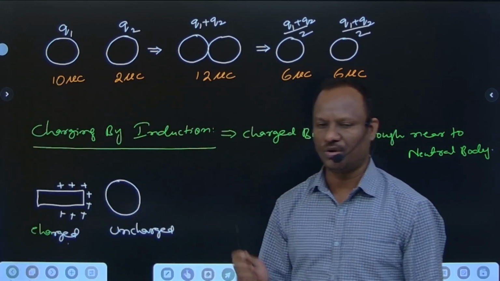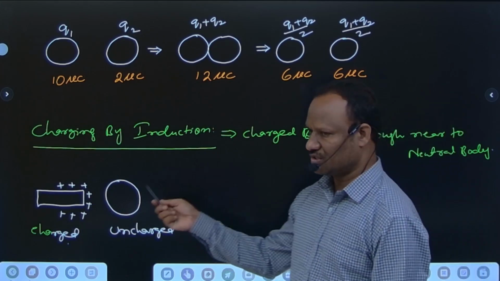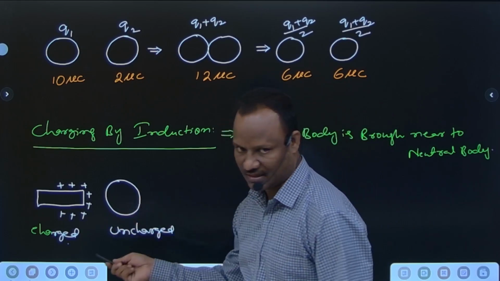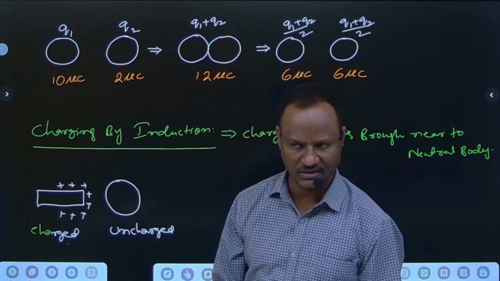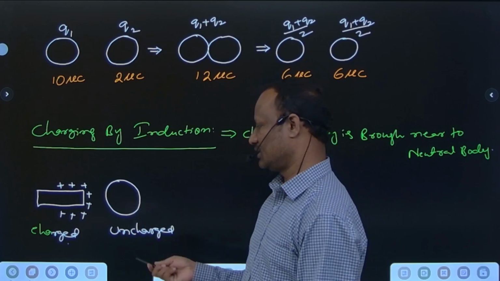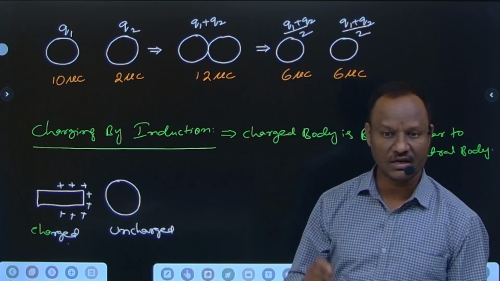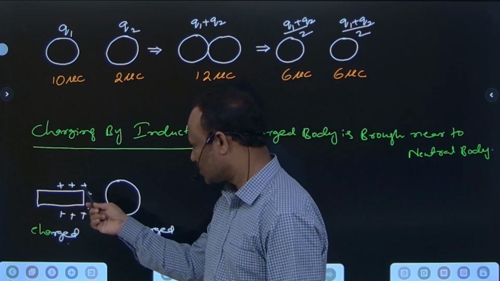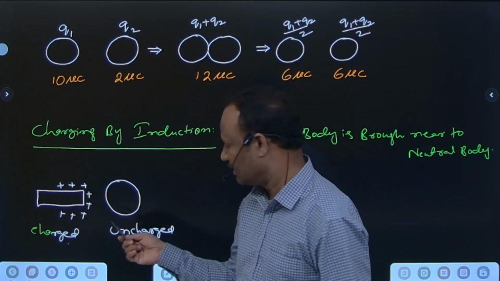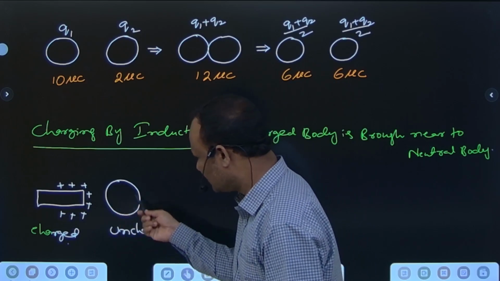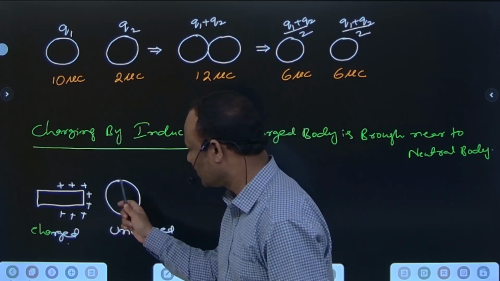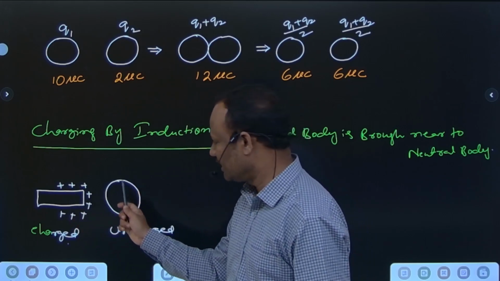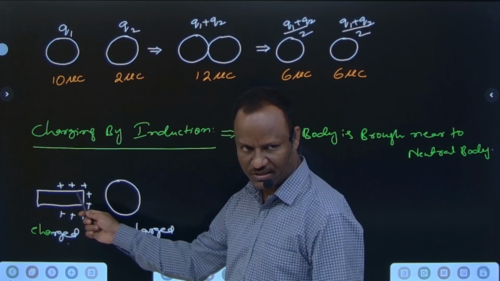First one, uncharged body means what? Electrically neutral. Electrically neutral means what? Does it have electrons? Yes. Positive charges? Yes. Negative charges? Yes. It means the number of positive and negative charges are equal. So when you bring this positive charge nearer to the uncharged body, whichever positive charges are inside of this will be repelled by it, because you are bringing the positive charge nearer to this.